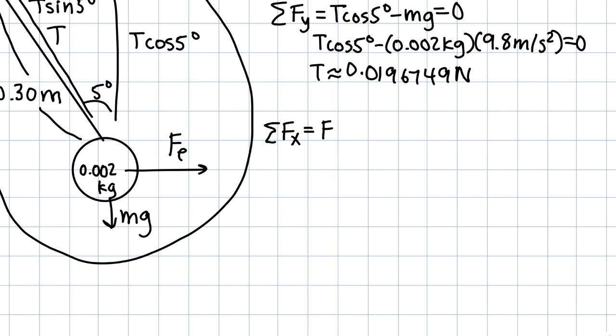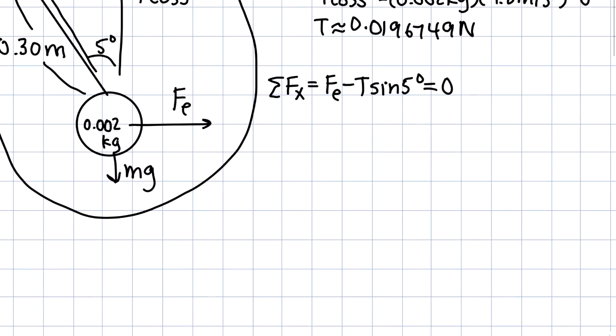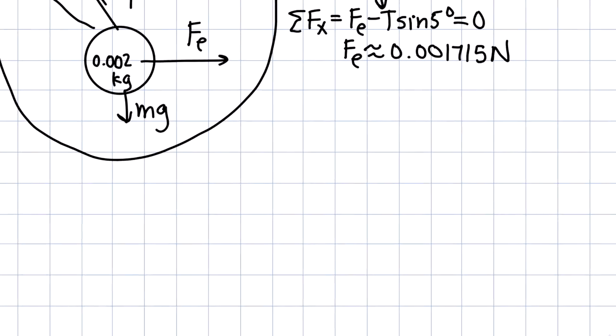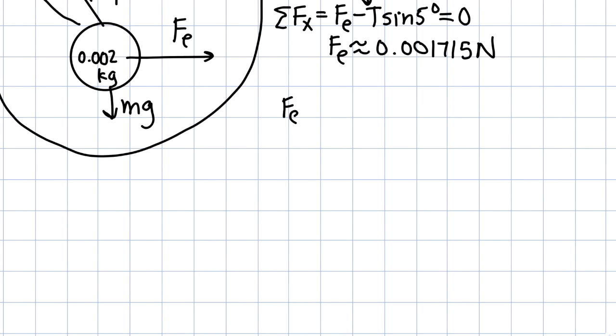Now let's add up all the forces in the x component. So we have the electrical force minus tension sine 5 degrees is equal to 0 because, again, it's in equilibrium. And if we plug in the value we got for tension before, we get that the electrical force is approximately 0.001715 newtons. And as we know from before, the electrical force is equal to K, which is a constant, times Q1 Q2 all over the radius squared.